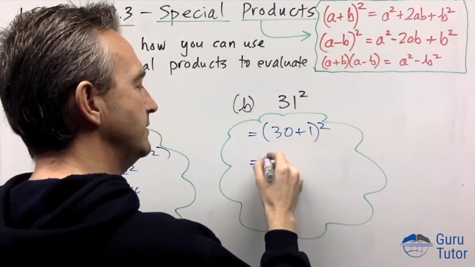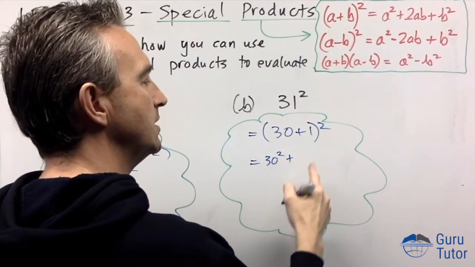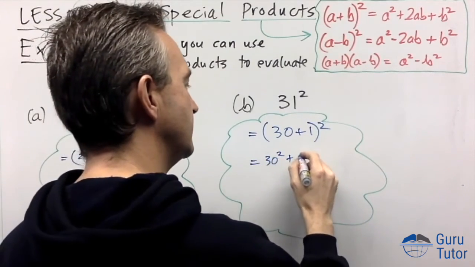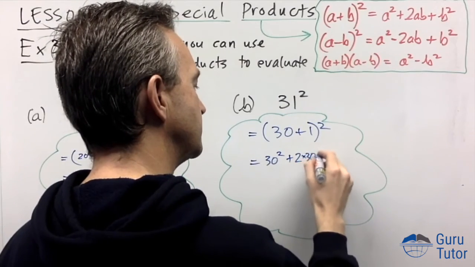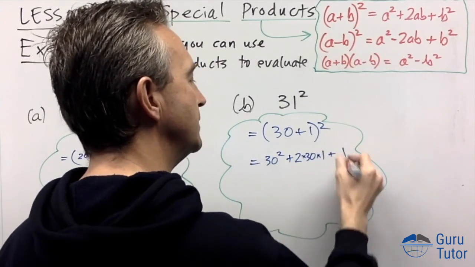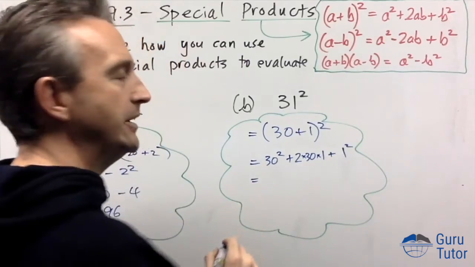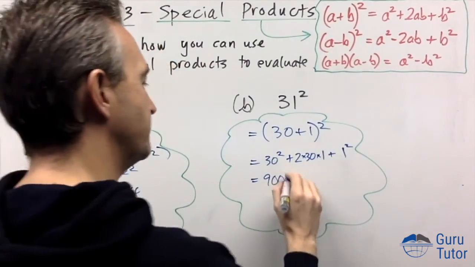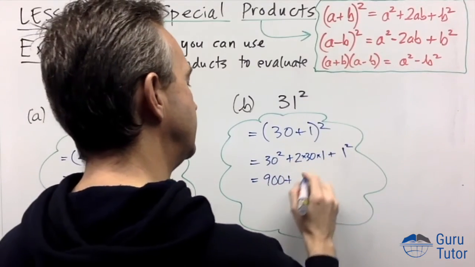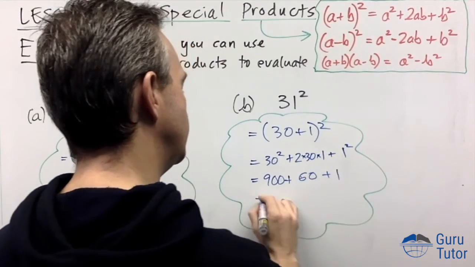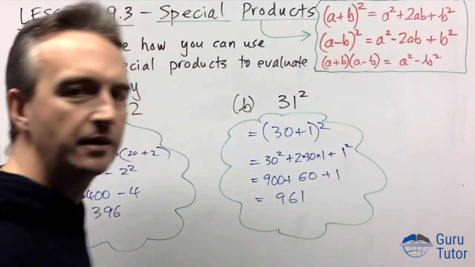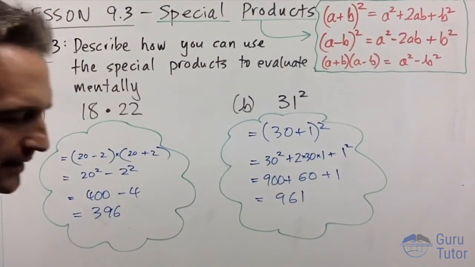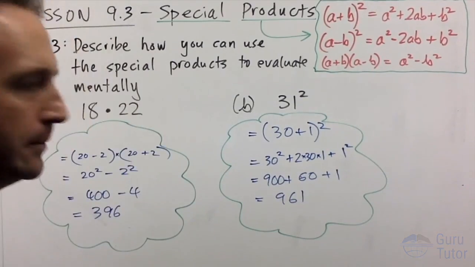So it's a squared plus 2 times a times b. 2 times 30 times 1, I'll just write it out, plus b squared, which is 1 squared. In your head, what's that? 900. This one's a little harder because you've got to add 3 things together. 2 times 30 times 1 is 60 plus 1, which is 961. Could you have done that in your head? Maybe. Hope so. All right, everybody, and that is the end of 9.3.